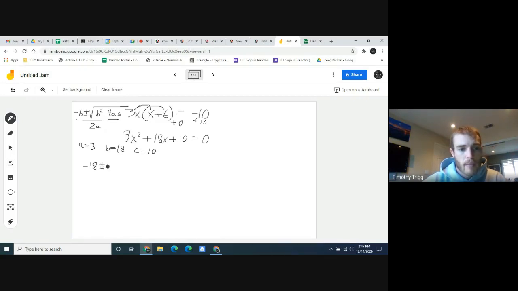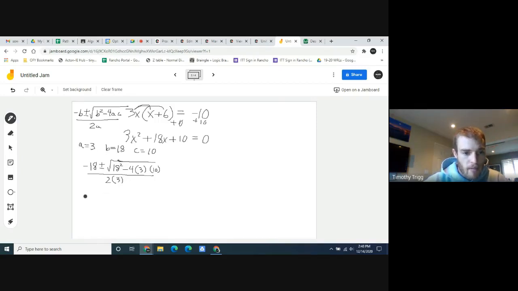Plus or minus the square root of b squared. So that's 18 squared. You may need a calculator on hand. Minus 4 times a, which is 3, times c, which is 10. All divided by 2 times a. And again, a in our case is 3.